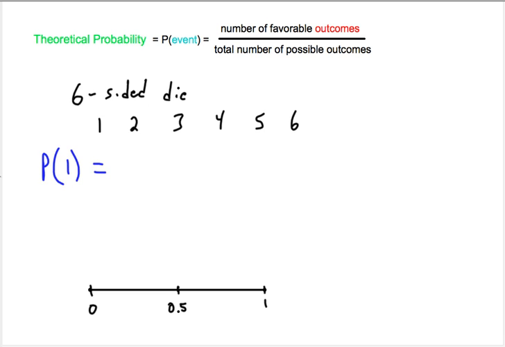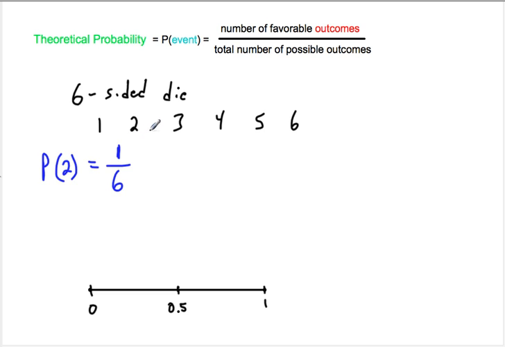Actually, let me change this. I'm going to make that a 2 because that'll make it a little more obvious what's going on. So the probability of rolling a 2, so the number of favorable outcomes, well, there's only one. So a 2 would be a favorable outcome. So the number of favorable outcomes is 1. And the number of possible outcomes, well, there's 1, 2, 3, 4, 5, 6 sides on a six-sided die. So the probability of rolling a 2 is 1 out of 6.